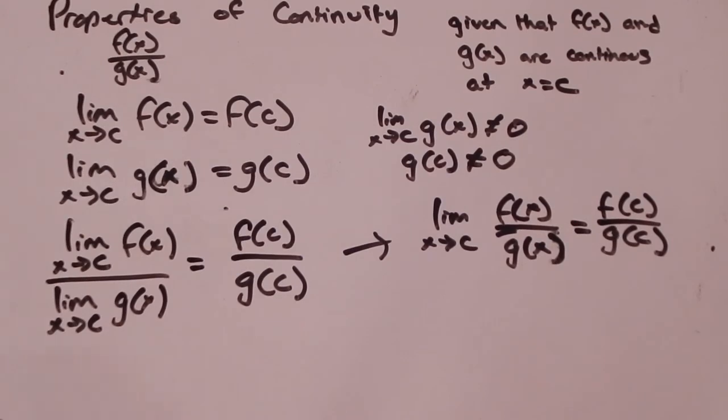Oh, and this is our fourth property. So again, that proves all our properties. Pretty easy, since we already did all those limit property proofs, and they're paying off now, which is nice. But those are all the important properties of continuity.